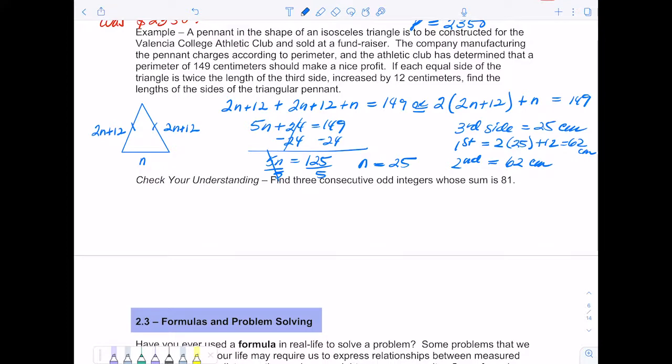And the last one you can try on your own. You're looking for 3 consecutive odd integers whose sum is 81. And the integers you should get are 25, 27, and 29, right? They're odd integers. Consecutive means in order. If you add those, it should come out to 81.